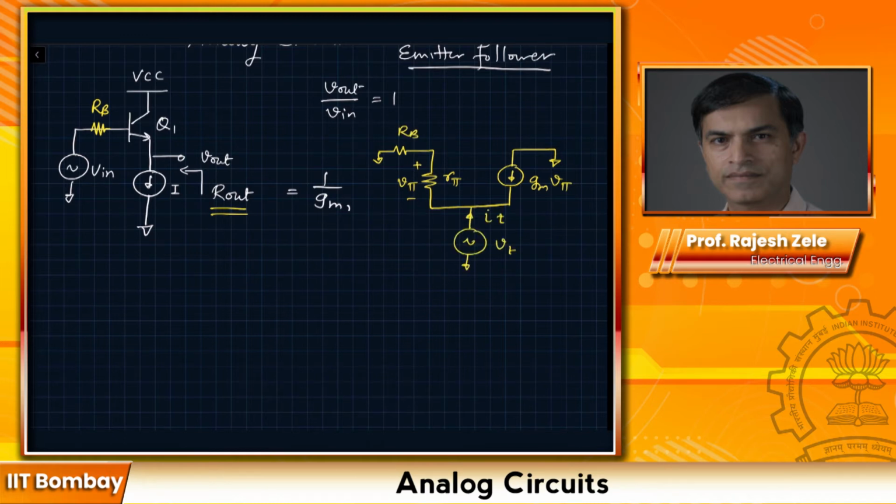So I would like you to do KCL at this node and figure out what's the value of R out, which is V test divided by I test.